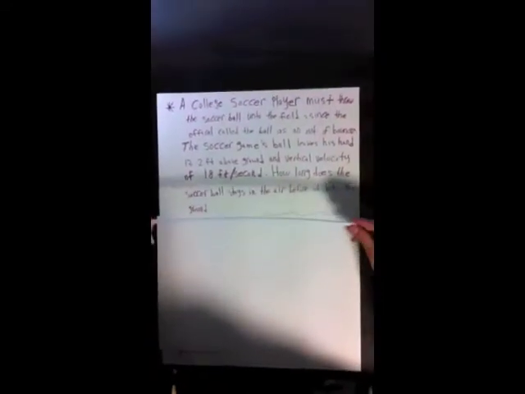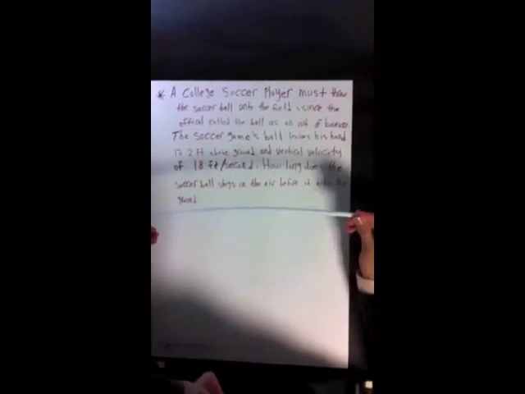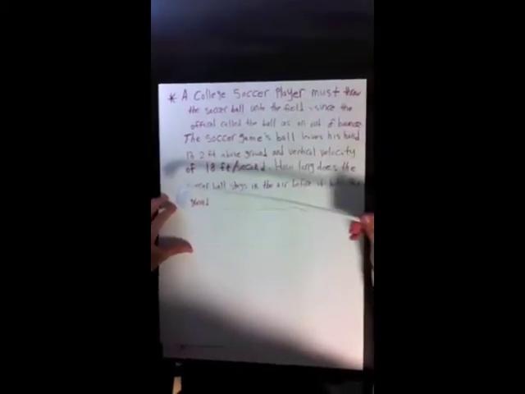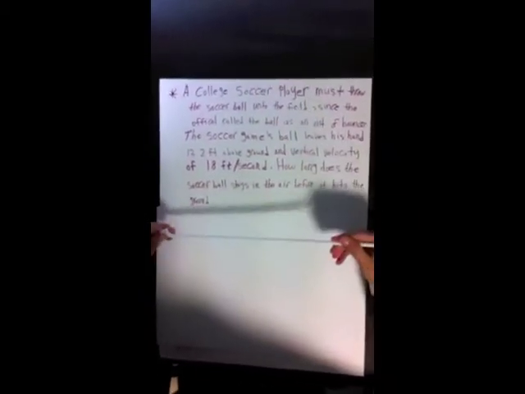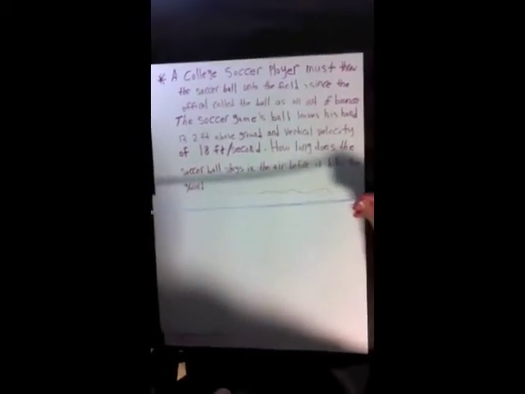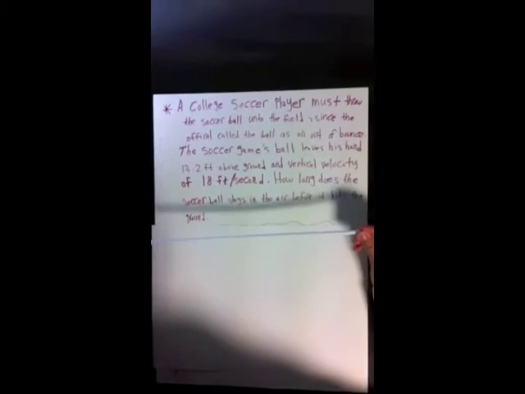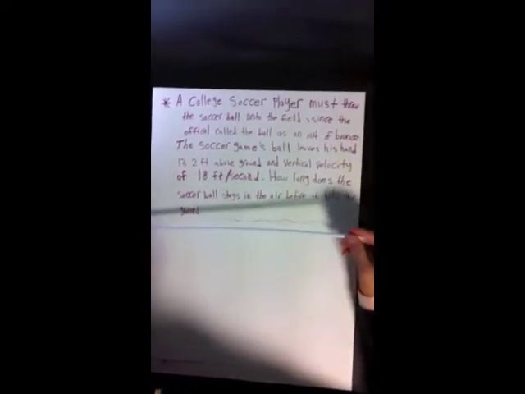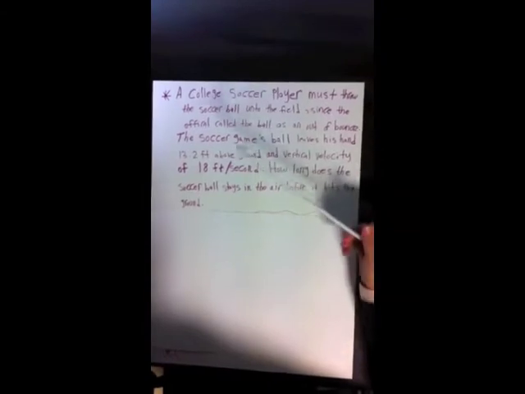So, this second real-world problem is similar to the first one, which is modeling dropped objects. The only difference is that this problem includes vertical velocity. So, let's begin. A college soccer player must throw the soccer ball onto the field. Since the official called the ball out of bounds, the soccer ball leaves his hand 13.2 feet above the ground with a vertical velocity of 18 feet per second. Now, we try to find how long the soccer ball stays in the air before it hits the ground.